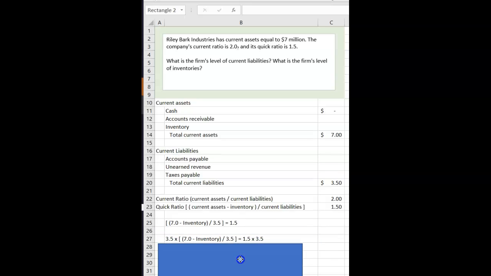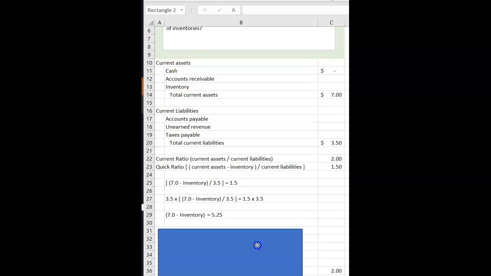Okay, so if we solve this algebraically, what you do next is divide both sides of the equation, both sides of the equal sign, by 3.5. When you do that, the 3.5 cancels out on the left side, so you have 7 minus inventory is equal to 1.5 times 3.5, which is 5.25. Again, these are all in millions. That's 7 million, 3.5 million, right?